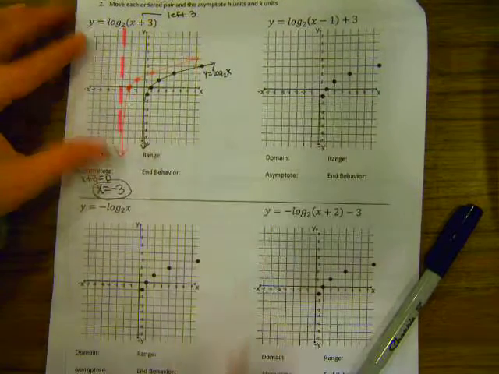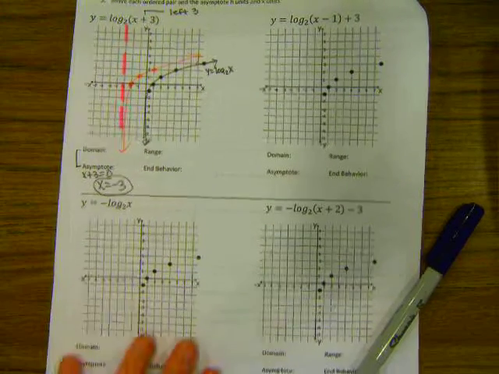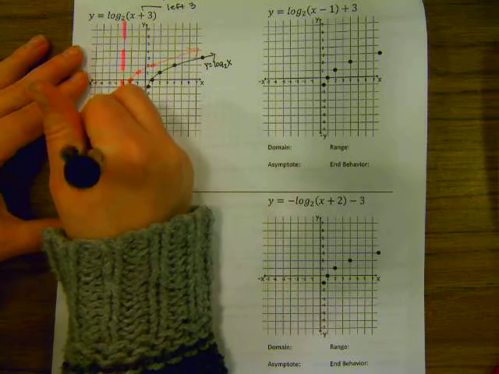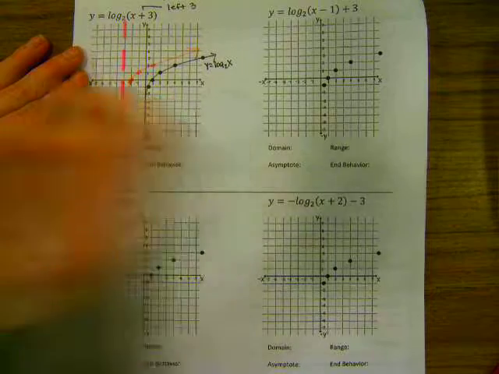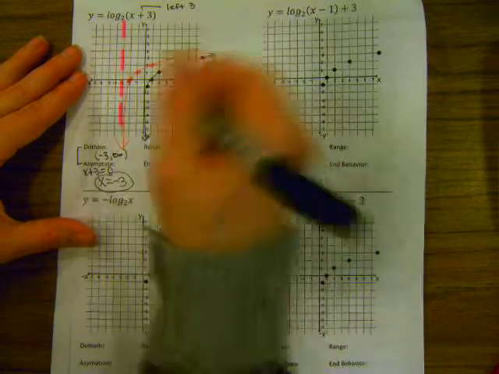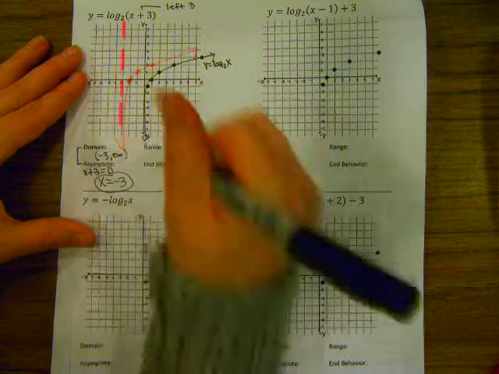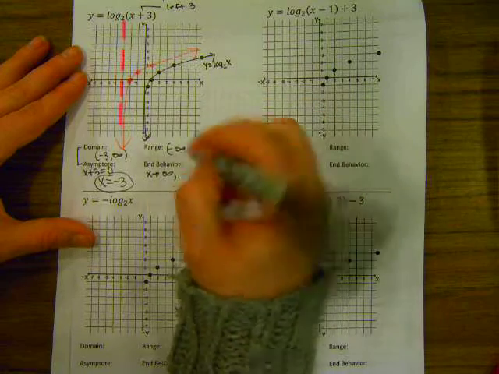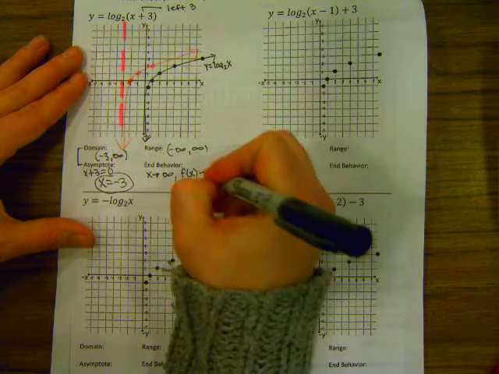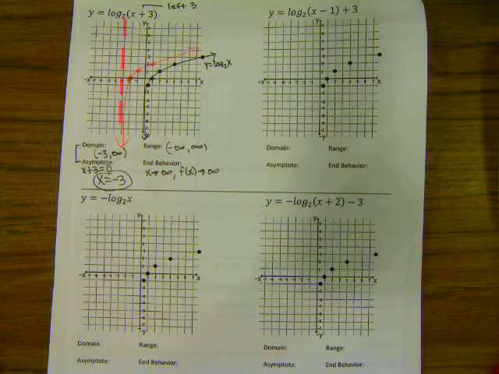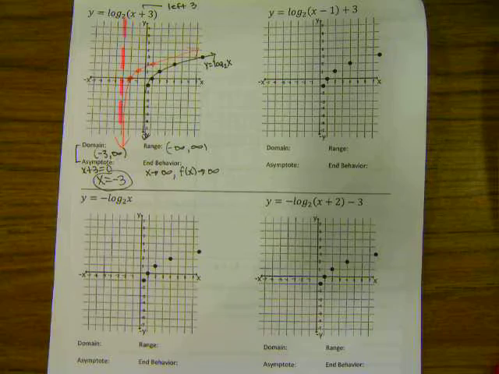All it did was move left 3, which again affects your domain. Your domain would be x is bigger than negative 3. Range, still all real numbers. And behavior is still going to be the same: as x gets bigger, y gets bigger. We don't really have to focus as x gets negative because it has a stopping point at negative 3, so we don't emphasize the left side of the graph.